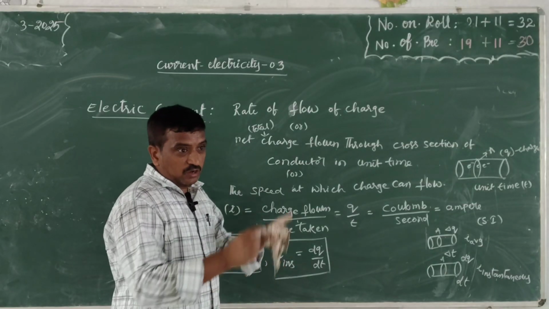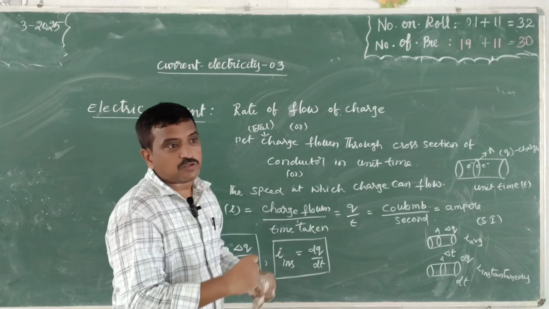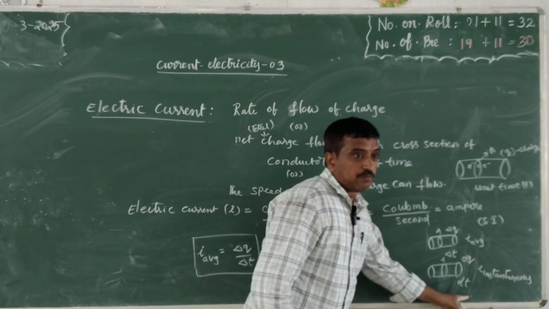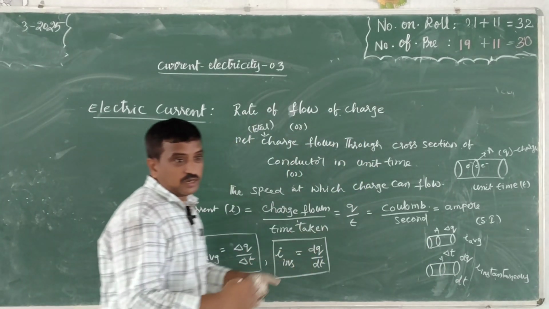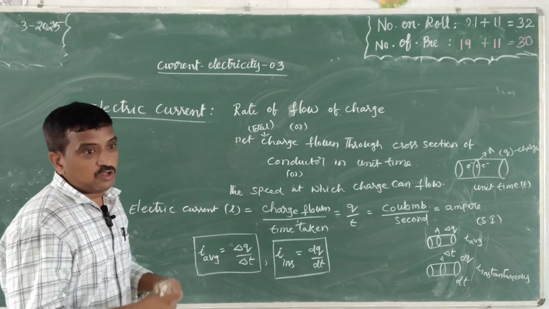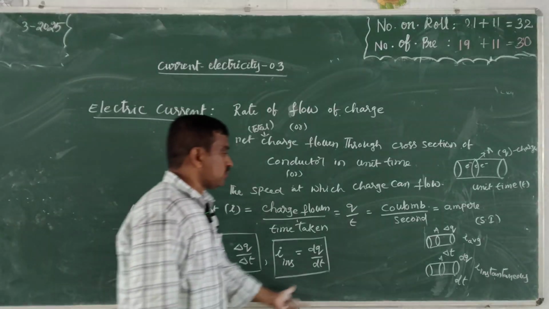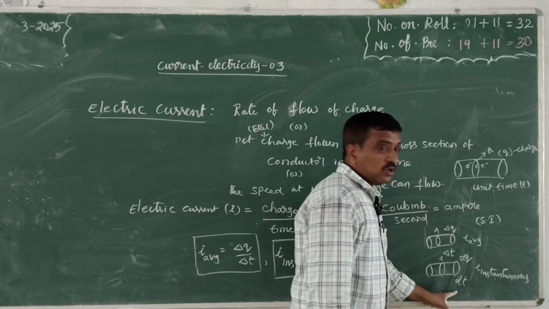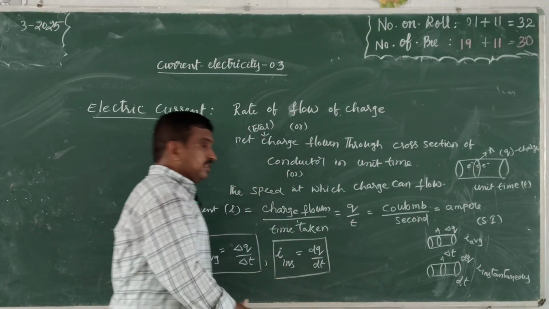Instantaneous is at a particular time, at 2 seconds. How much charge passes through the cross section of a conductor? dq charge passes through at dt time. At a particular time, at 3 seconds, at 4 seconds, at 5 seconds, how much charge passes through the cross section of a conductor? dq charge passes through in dt time. That we call instantaneous current.